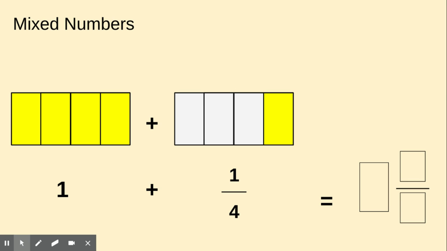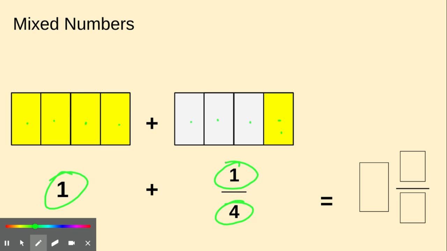Let's try this one together. So we have 1, 2, 3, 4 equal parts, and all 4 of them are shaded yellow. So we're going to represent that as 1. 1 plus, see, there's 1, 2, 3, 4 equal parts, so 4 would be our denominator. And how many equal parts are shaded yellow? Just 1. So 1 would be our numerator.